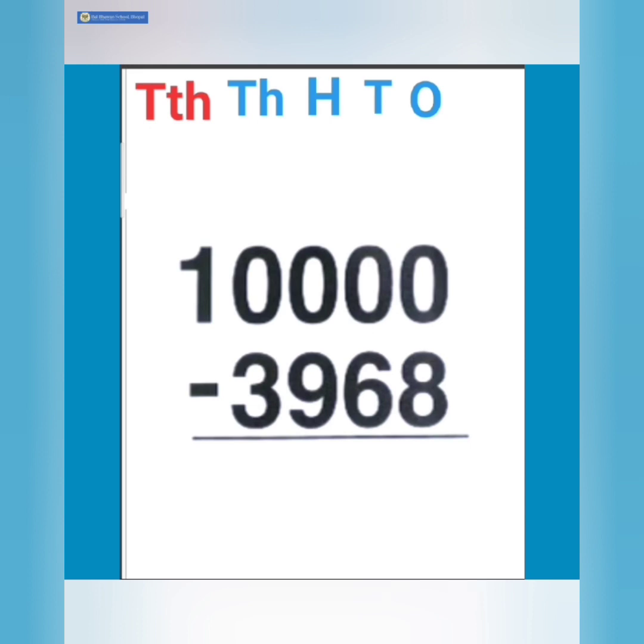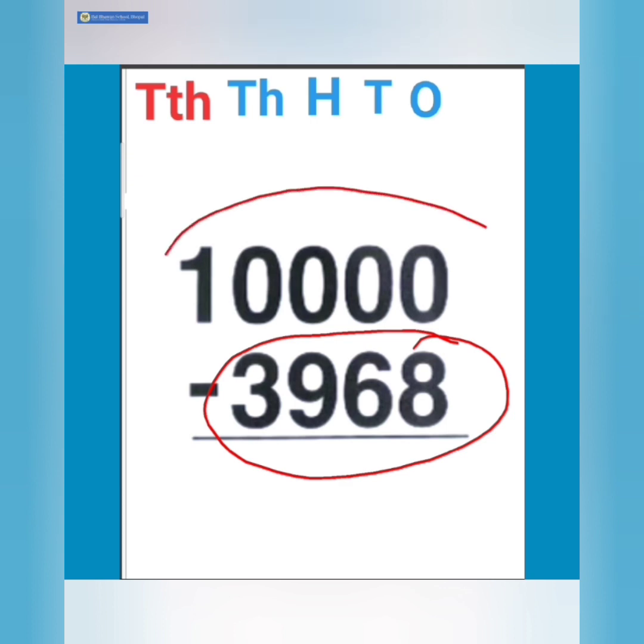Let us take away 3968 from 10,000. Remember, we have to place the numbers under the correct place value columns before beginning subtraction. Let's arrange the numbers and check whether they are in the correct places or not.